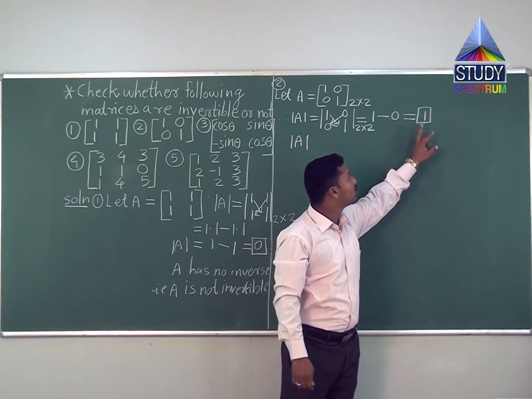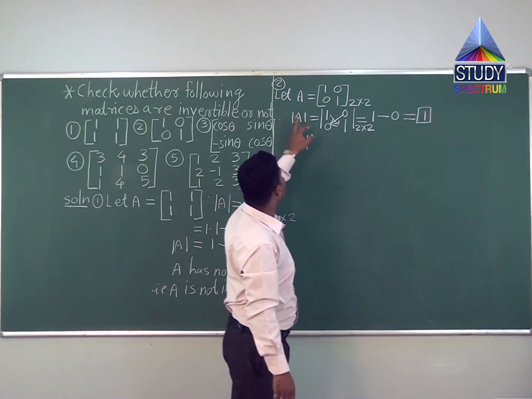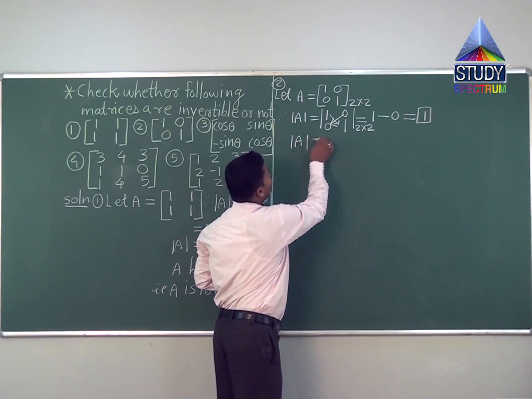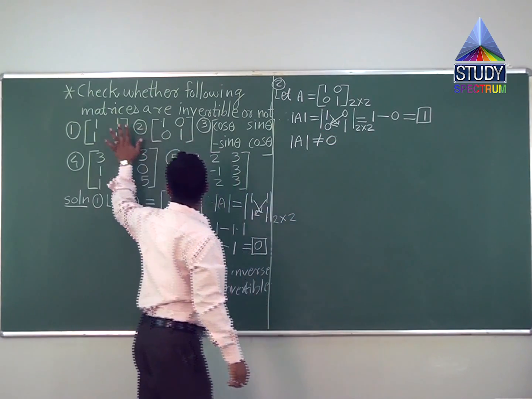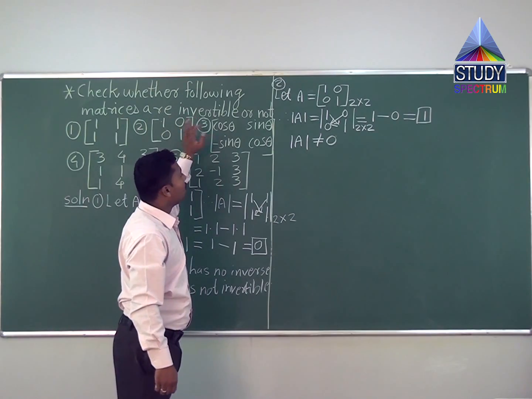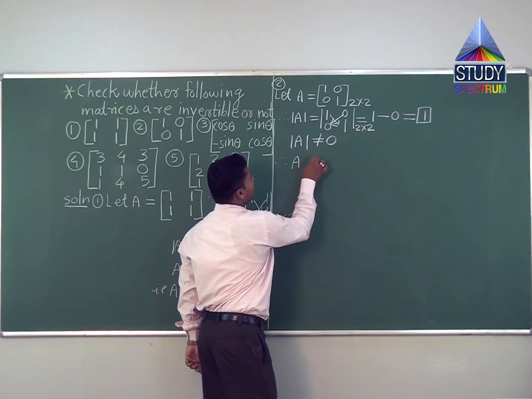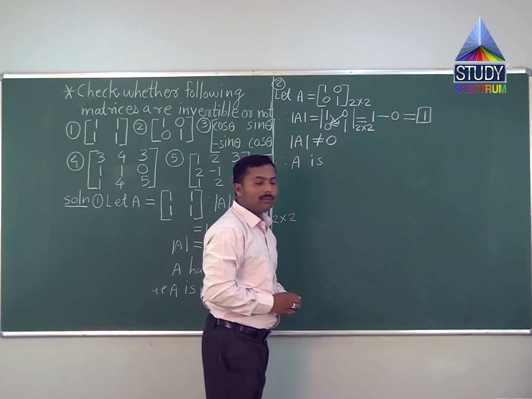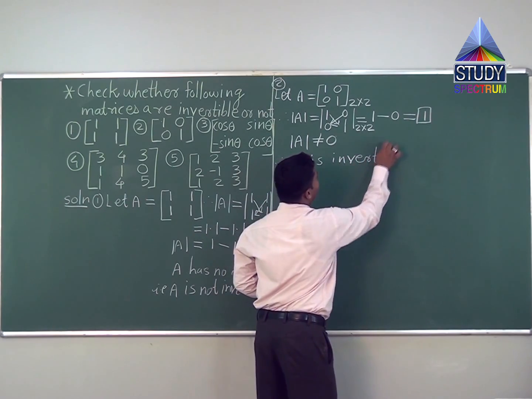Is this number 0? No, this is non-zero. So determinant of A is not equal to 0, and therefore this matrix is invertible. A is invertible.